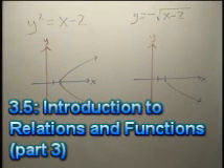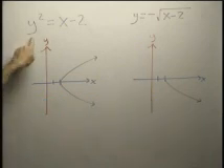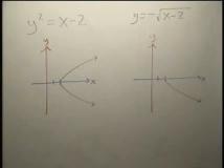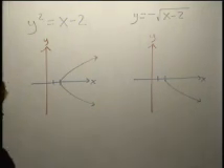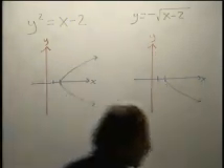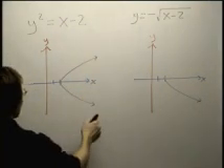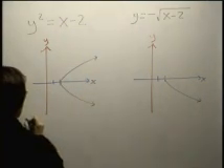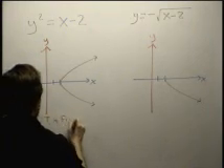Here are two more examples of graphical representations of relations. We have the relation given by the equation y squared equals x minus 2. The graph looks like this. We can clearly see that it is not going to be a function because a vertical line will intersect it twice. So, not a function.